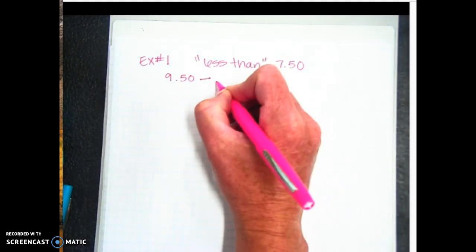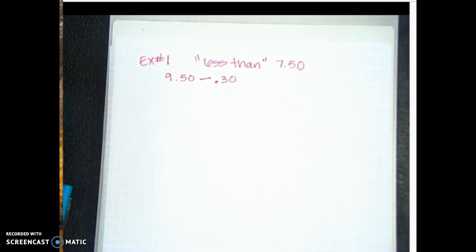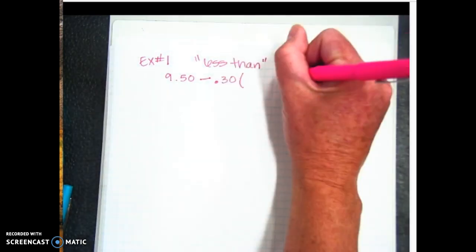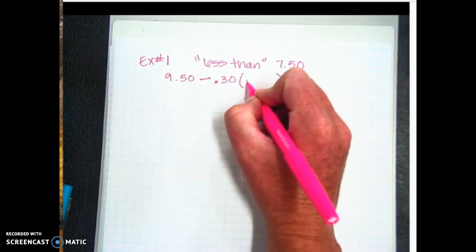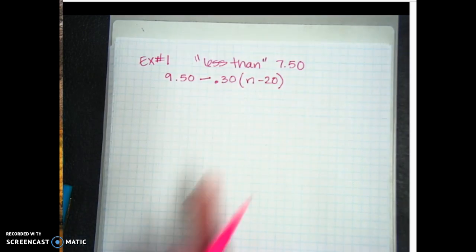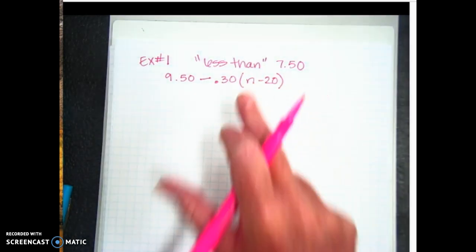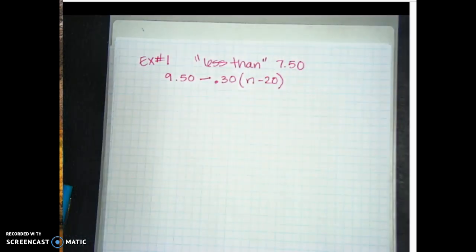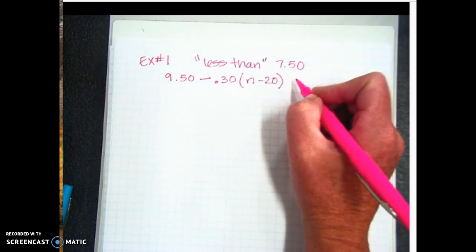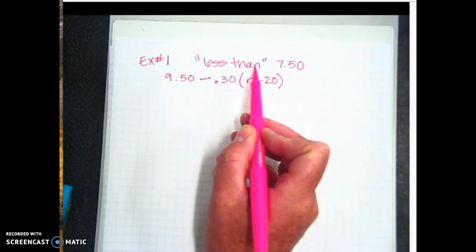We're going to subtract 30 cents for every person that's over or more than 20. So the way we write that is the number of people will be n minus 20. This will be how many people over 20. So like if there were 32 people going, how many people over 20 would that be? 12. You'd go 32 minus 20, that would get you 12. So there'd be 12 people over 20, and you'd multiply it by the 30 cents, subtract that from $9.50. We want that to be less than the $7.50.